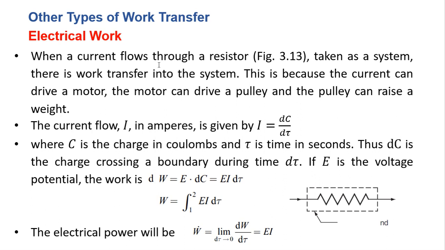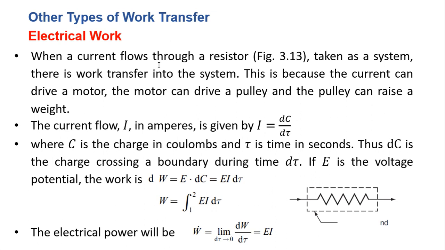The current flow we can take as I, in amperes, and that can be given as I equal to dC by d tau. Here C is a charge, maybe a capacitive charge, in coulombs, and tau is the time in seconds. The dC is the charge crossing a boundary, the boundary mentioned in dotted lines. You can see we are considering the resistor alone as the system.